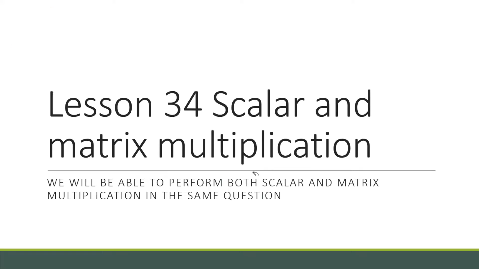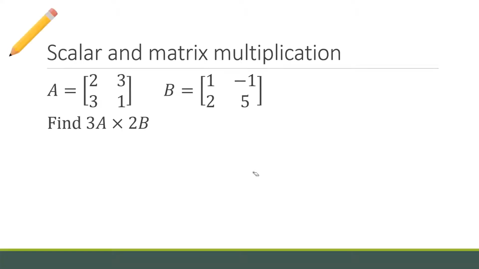We're going to do scalar and matrix multiplication. And the example we're going to do is this guy here. We're going to work on this together and pull out an answer. It's 3A times 2B. Now here's the issue though. It's not A times B as in matrix A times matrix B. It's 3 times matrix A times 2 times matrix B.